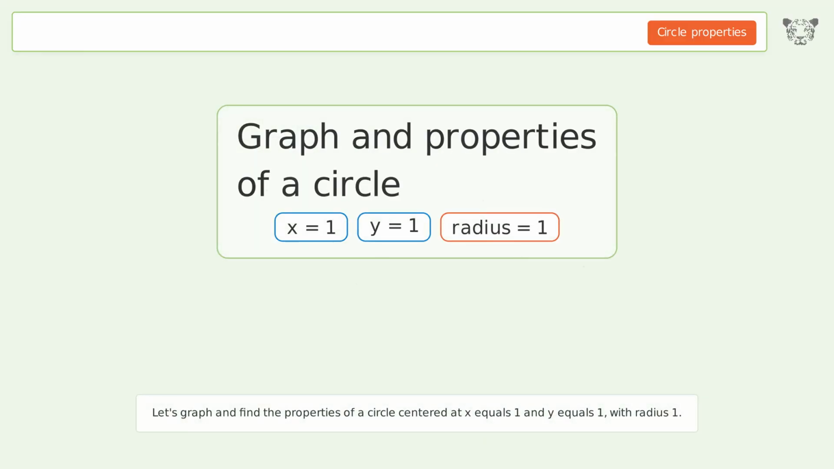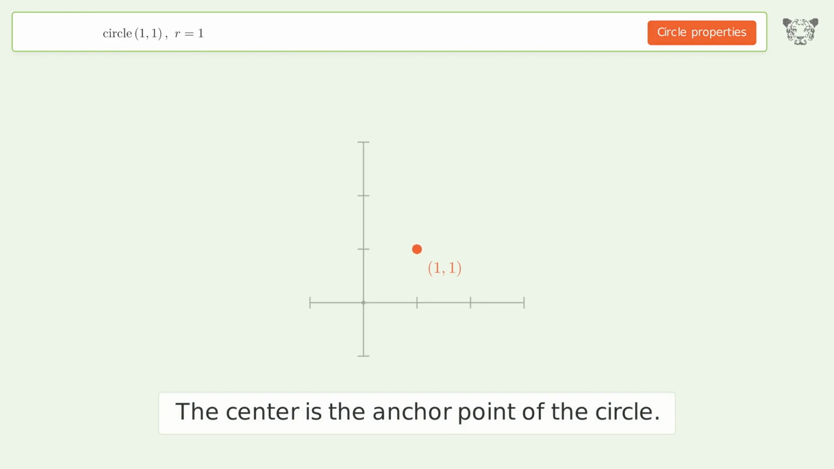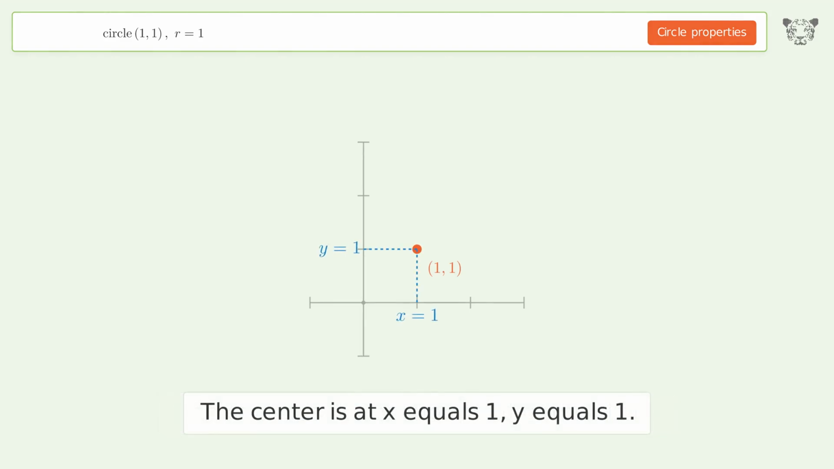Let's graph and find the properties of a circle centered at x equals 1 and y equals 1, with radius 1. The center is the anchor point of the circle. The center is at x equals 1, y equals 1.